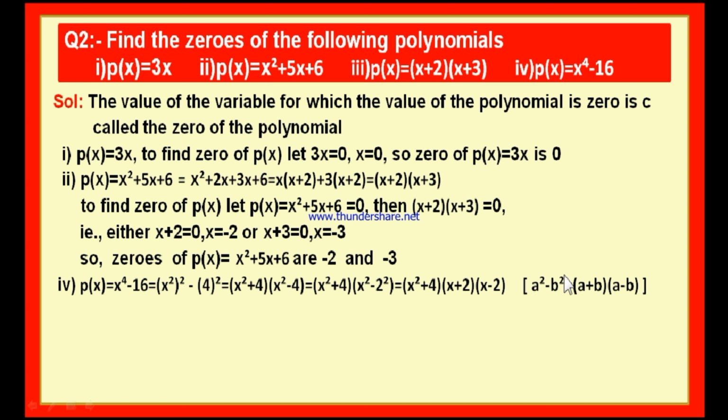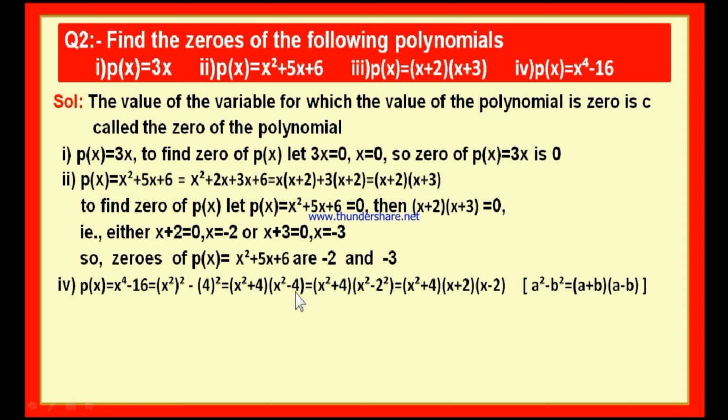What is the formula to find a square minus b square? A square minus b square is equal to a plus b into a minus b. If we assume that x square is a and 4 is b, then this is in the form of a square minus b square, which is a plus b into a minus b. A plus b means x square plus 4, into a minus b, x square minus 4. You cannot divide x square plus 4 into factors. Therefore, write x square plus 4 as it is.